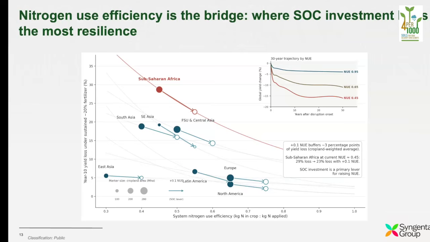NUE, though, of course, is more operational. It's something we can manage with technology, with good practices. So it's really a bridge between the soil science variable and something that agronomists, lenders, and policymakers can address. So soil organic carbon is both an investment in nitrogen use efficiency and its downside protection.